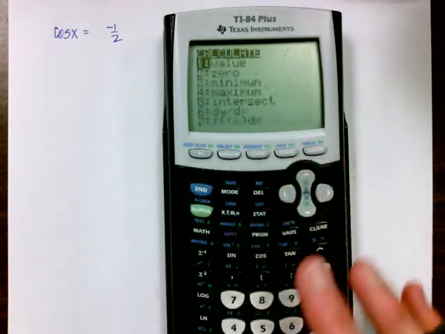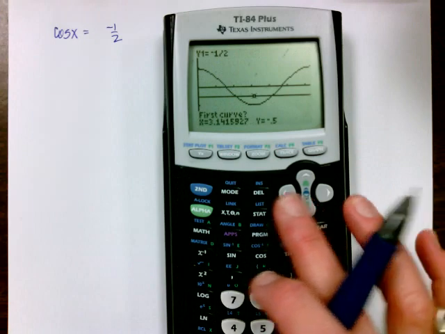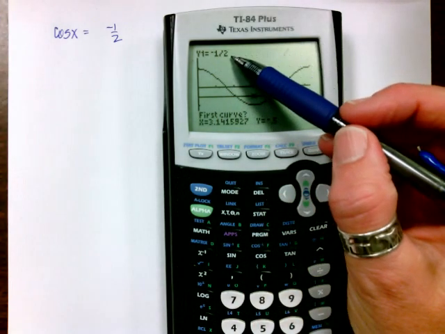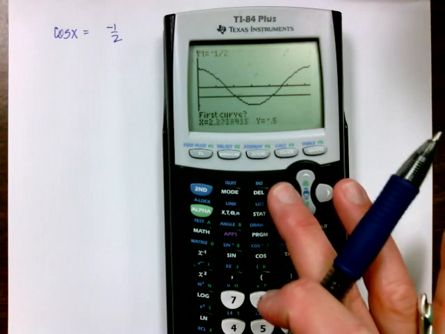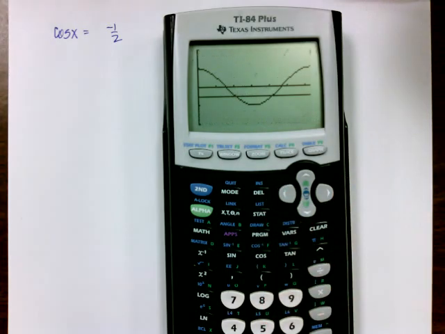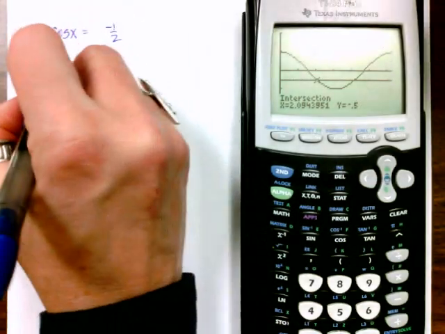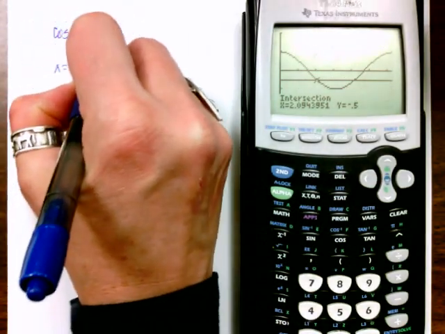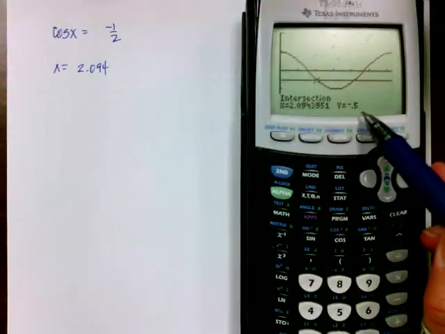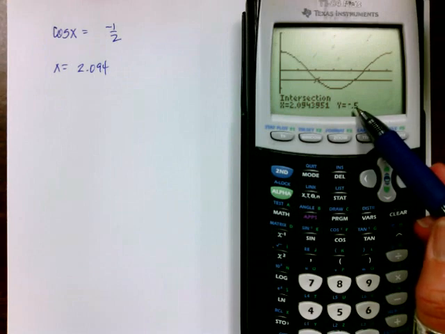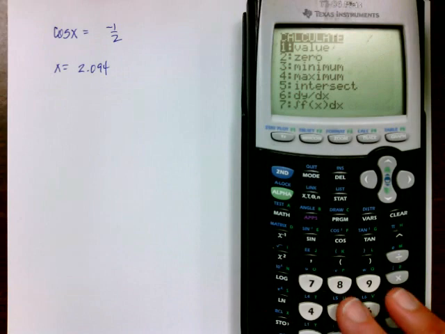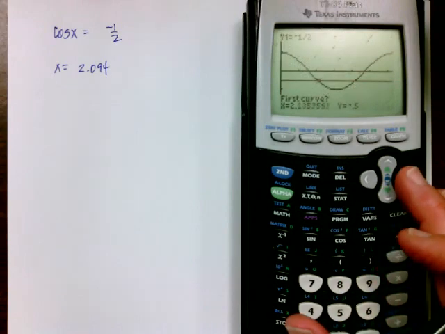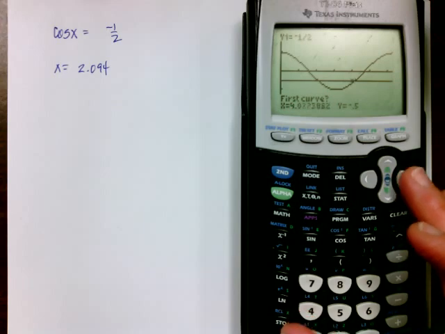So I'm going to do second calculate intersect. Notice that I entered the horizontal line first, so I can trace that pretty easily. I usually start on my left so I don't forget a point. And I get x is equal to 2.094. Notice that the y is a negative 1/2, and it should be because we entered a horizontal line. Find the second point, second calculate intersect. And again, I'm going to trace my horizontal line because the shortest distance between 2 points is a horizontal line.